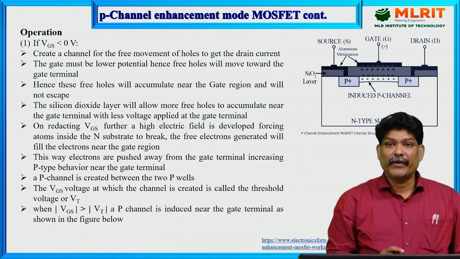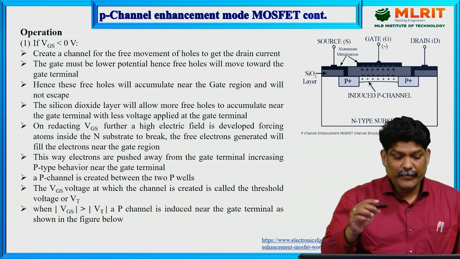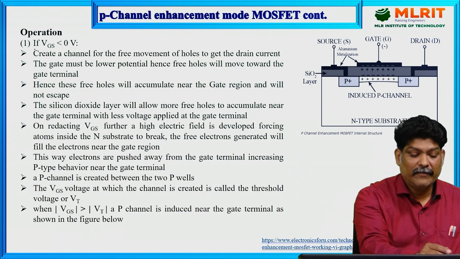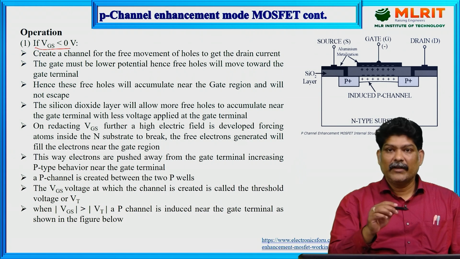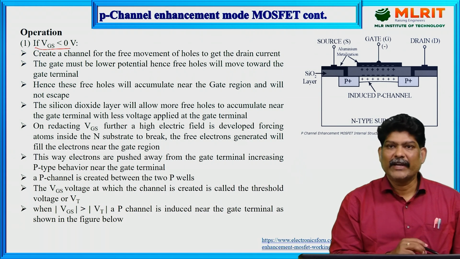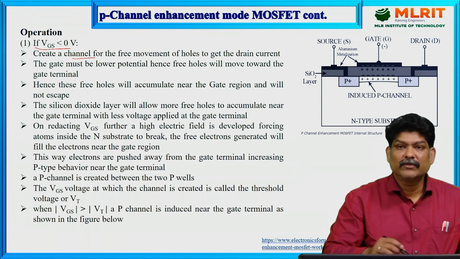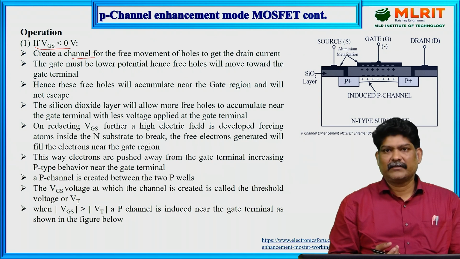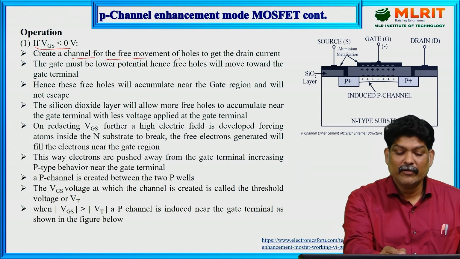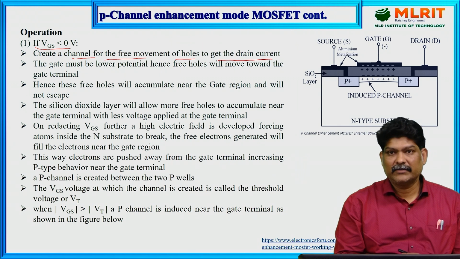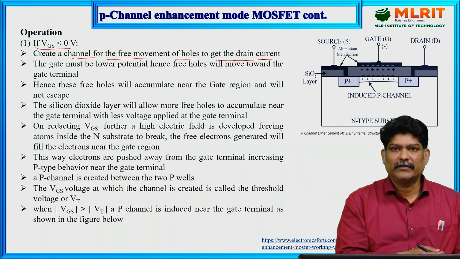Let us see the operation of the P channel enhancement mode MOSFET. First, consider the gate to source voltage very low, that means less than 0, a negative value. Here we create a channel. How do we get the channel first? We have to create the channel for the free movement of holes to get the drain current. Once the channel is created, drain current can be generated.